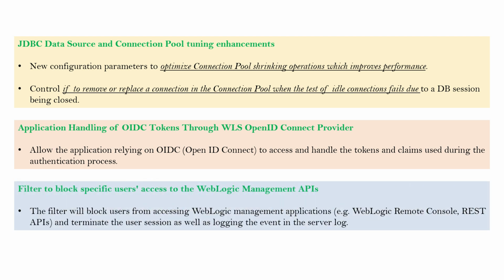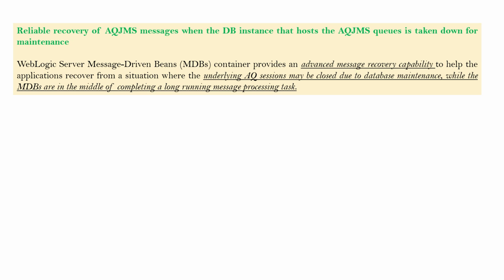And next one is a filter to block specific user access to the WebLogic Management API. We have multiple WebLogic Management APIs where you can do multiple operations in your WebLogic with the help of APIs. Instead of directly logging in to your admin console using the CLIs or WLST, you can do multiple management operations with the help of APIs as well. Now you can block specific users from accessing the WebLogic Management API. If you want to restrict the access of the management APIs for a certain specific set of users, you can do that now in 15C.